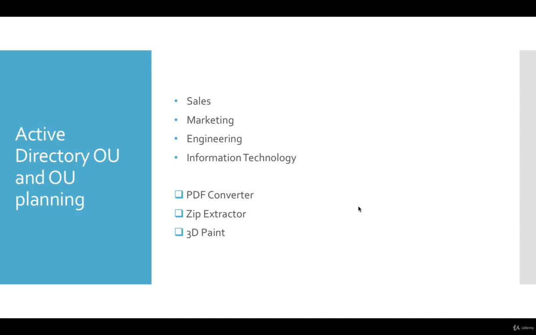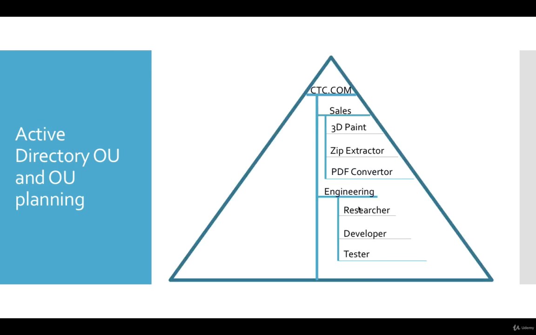Now you need to place those three teams in your Active Directory. So in your domain, under the Sales OU, you can put all those groups as OUs like this: 3D Paint, Chip Extractor, Video Converter. I'll explain this in my Windows Server 2016 for your better understanding.